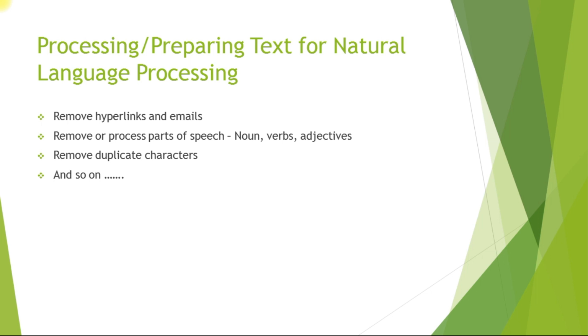We try to remove the hyperlinks and emails because they do not have much relevance when we are building a natural language processing module, or rather when we are analyzing a sentence that has a hyperlink or an email. At times we need to remove or process parts of speech like nouns, verbs and adjectives. We need to remove duplicate characters and so on. So a lot of steps we do to process and prepare the data.